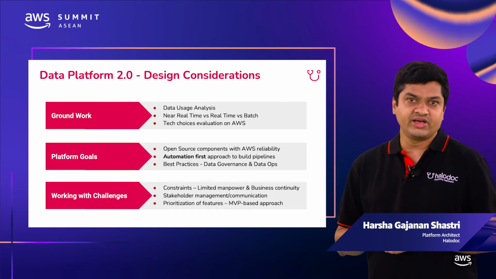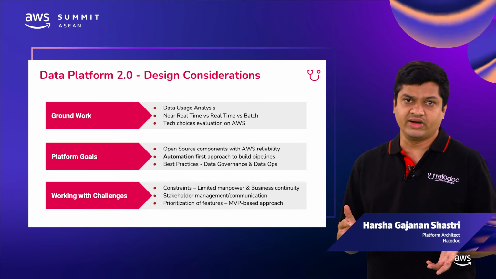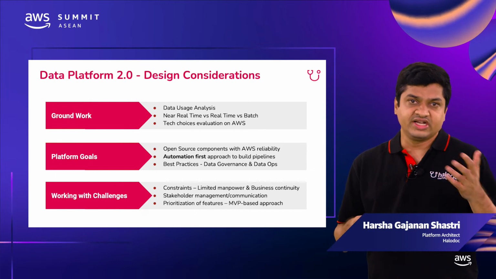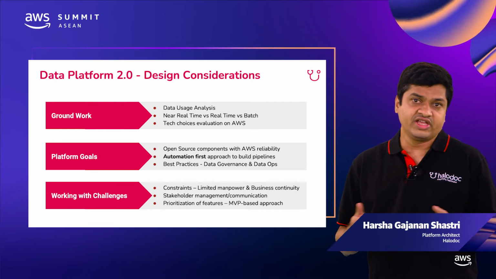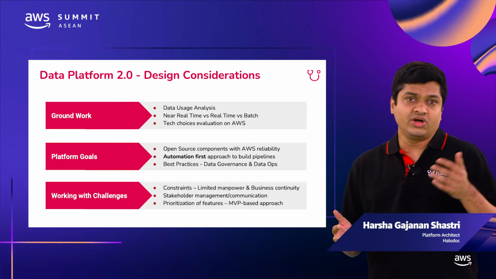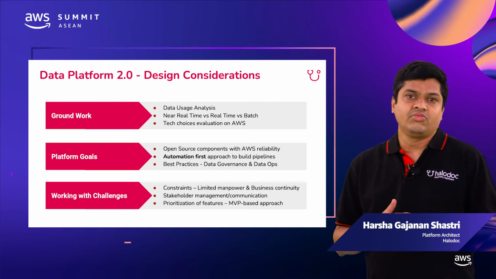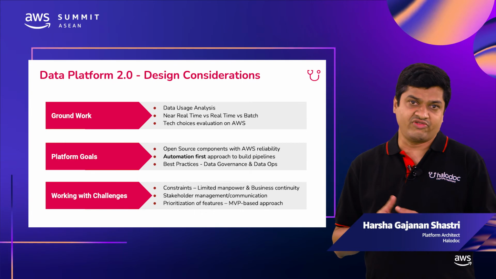While building the new data platform, we went back to the drawing board and started building the system ground up. We started with the analysis of our data consumers, their data patterns, and their data needs. Parallelly, we also worked with the AWS solution architecture team to understand the tech choices that were available on AWS. Most of the new platform goals were derived from the challenges of our old platform.